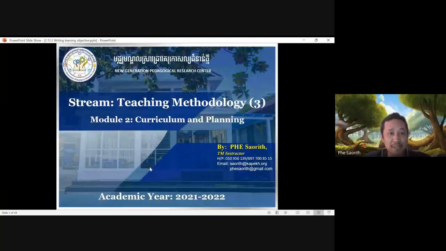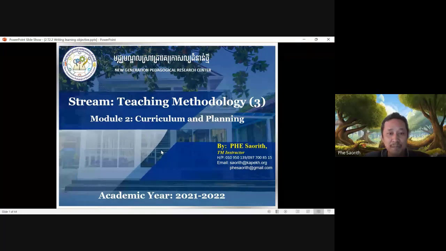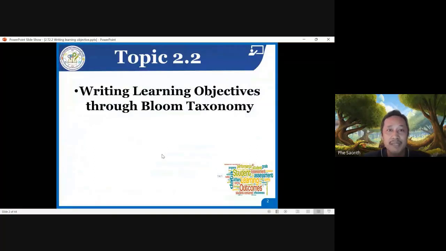So far we have finished topic 2.1 of module 2. Today is the second topic of module 2, focusing on curriculum and planning. That is the module. Our topic, topic 2.2, is writing learning objectives through Bloom's taxonomy.